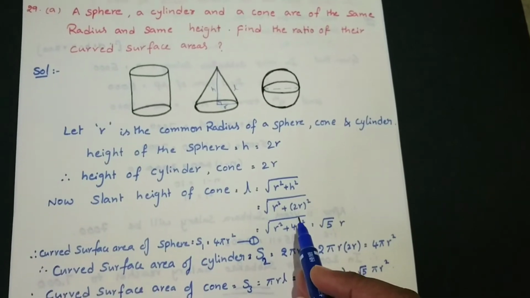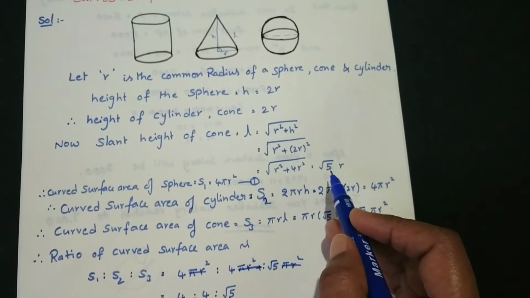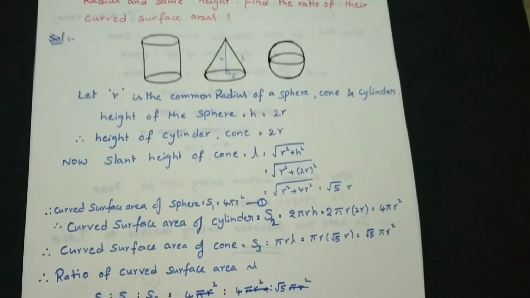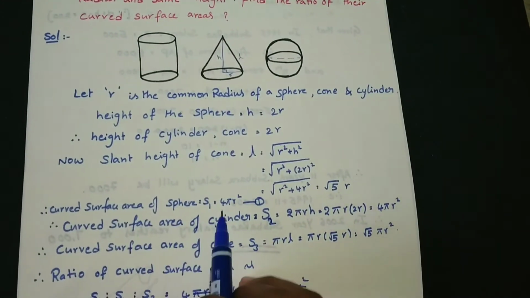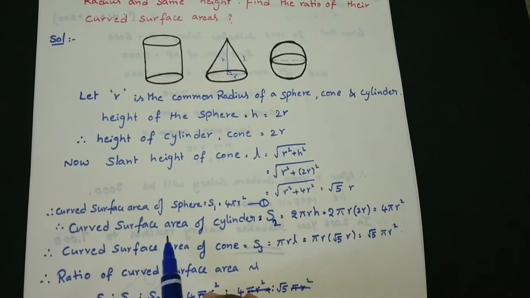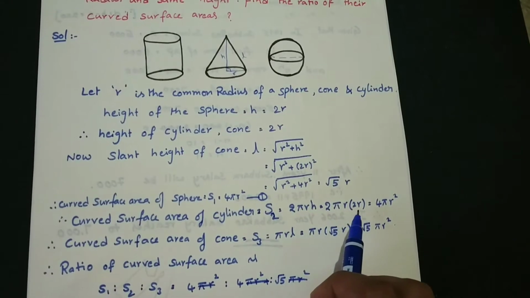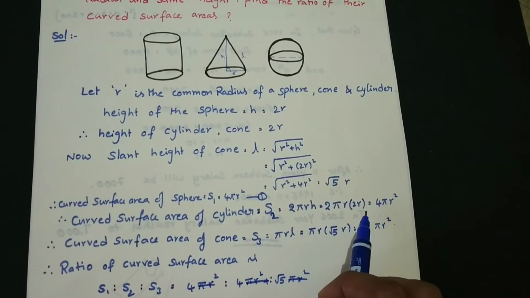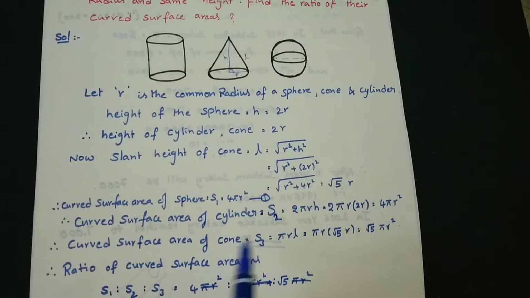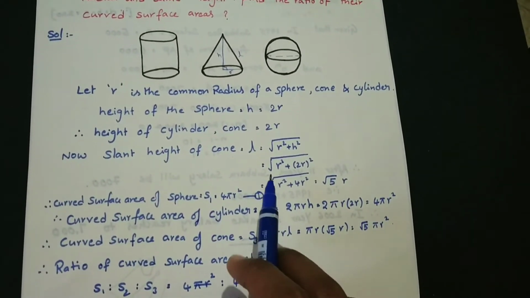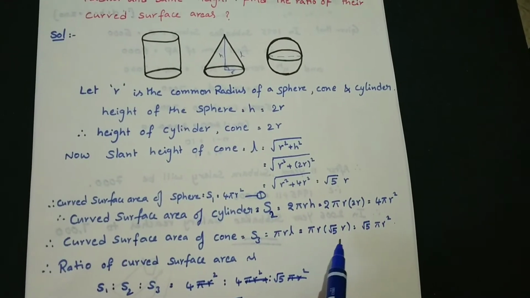In place of h, I replaced 2r. So you are going to get root 5 r. Now curved surface areas. Curved surface area of the sphere formula is 4 pi r square. Curved surface area of the cylinder is 2 pi r h, so 2 pi r, and in place of h I substitute 2r, giving 4 pi r square. Curved surface area of the cone is equal to pi r l, which we found before, so pi r into root 5 r, that is root 5 pi r square.